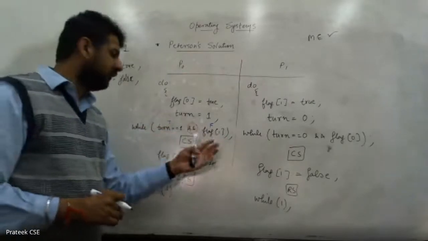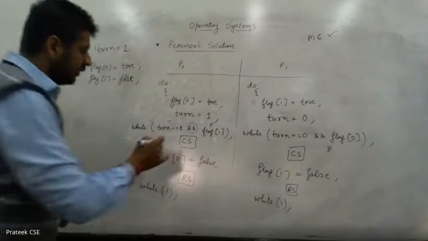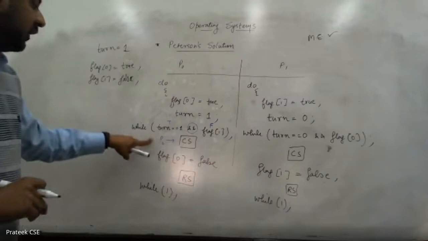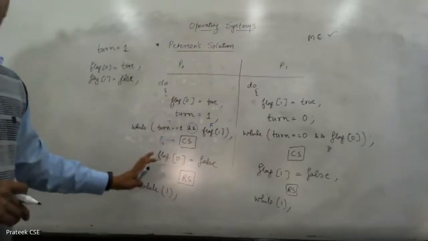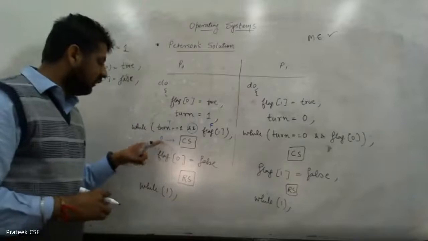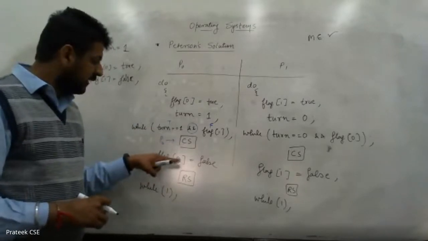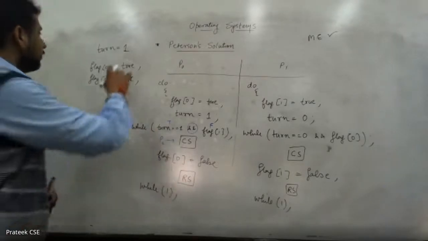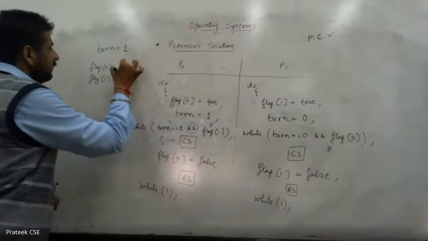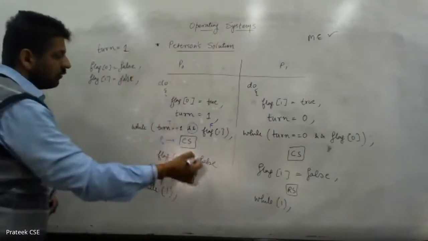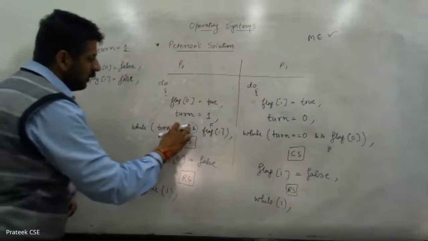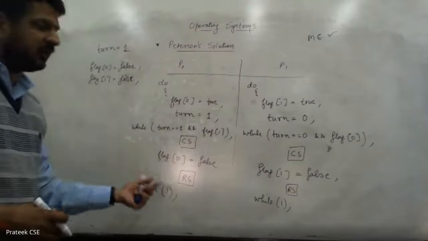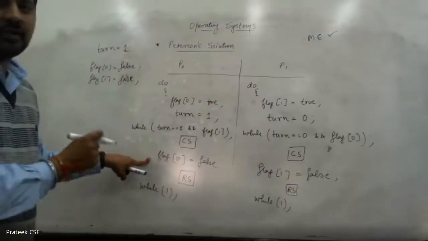So false means definitely the process P0 will be able to enter the critical section. Now P0 will be able to enter the critical section, and to exit the critical section the condition is again the same, P0 will just set the flag value of 0 to false, and it will simply exit. So this is how the process P0 will enter the critical section, and it will exit after setting the value of flag of 0 equals to false.